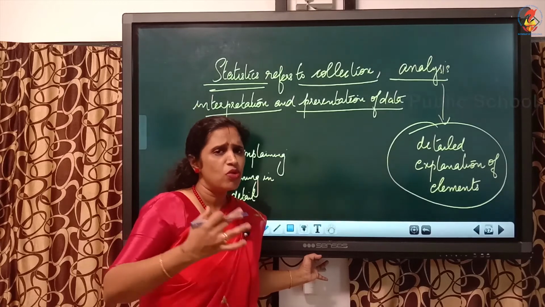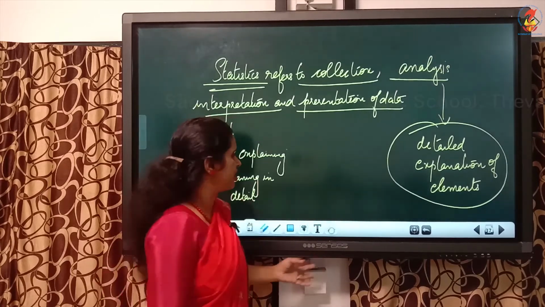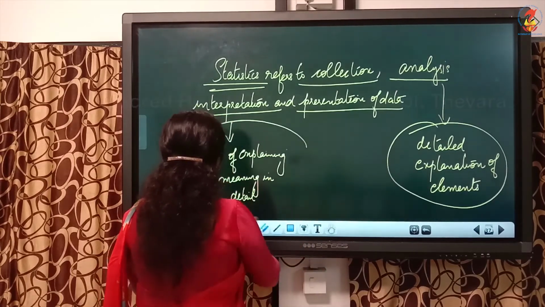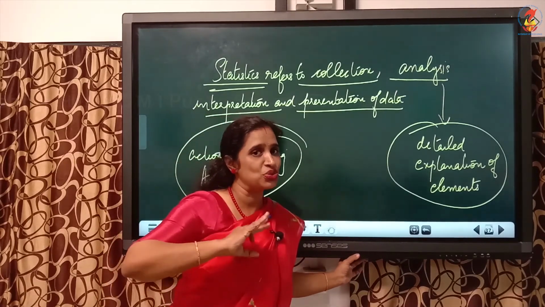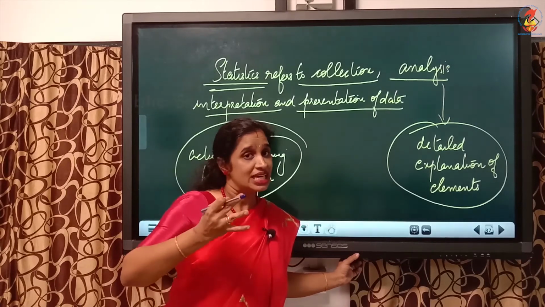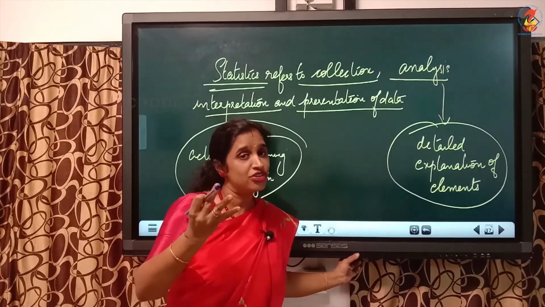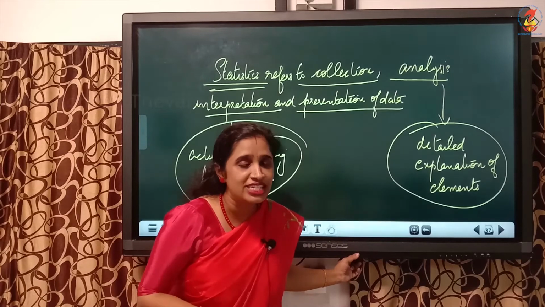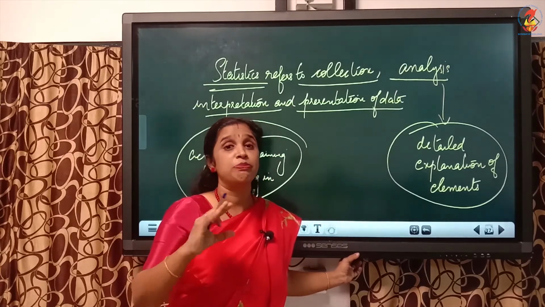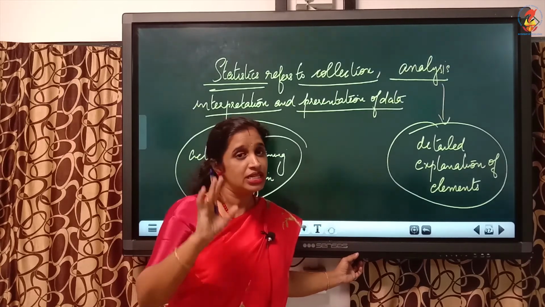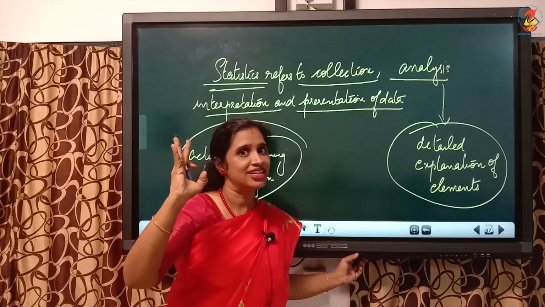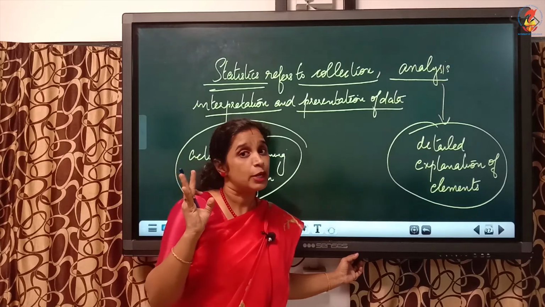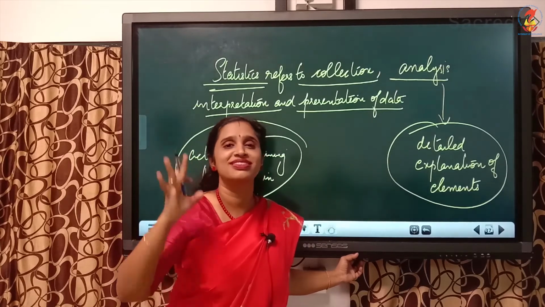Almost the same meaning applies to interpretation. What is interpretation? The action of explaining the meaning in detail. So analysis and interpretation should go hand in hand. Statistics refers to the collection of data, analysis of data, interpretation of data and presentation of data. See, it is given in an order: collection, after collecting, analyze the data, after analyzing, interpret the data, and then you present the data.